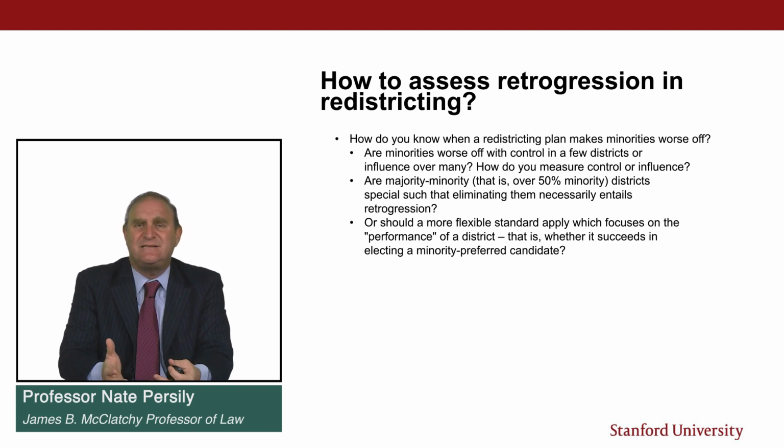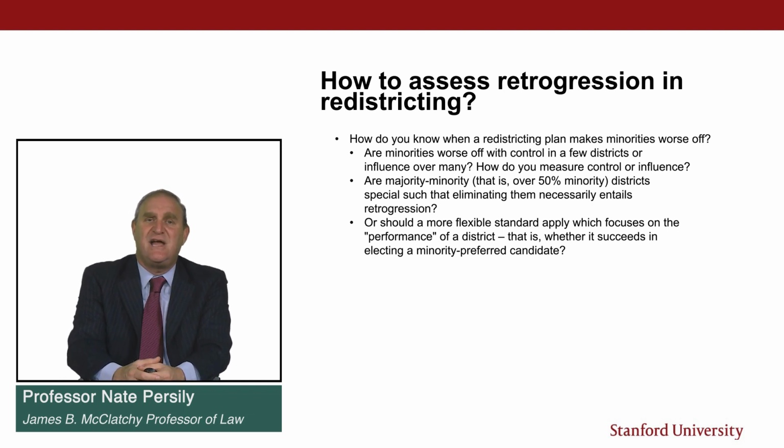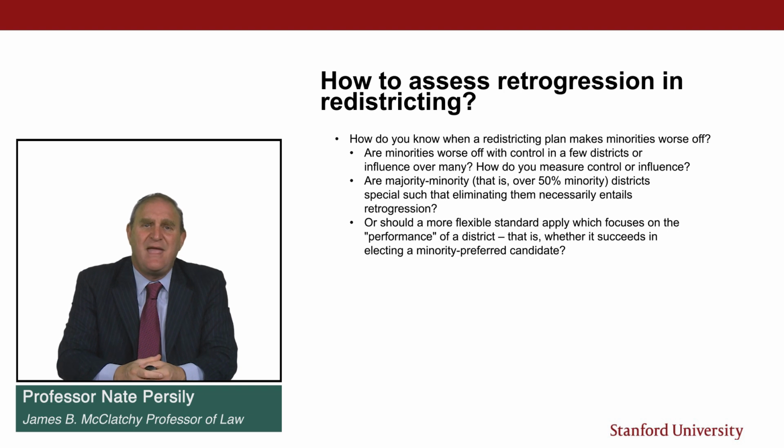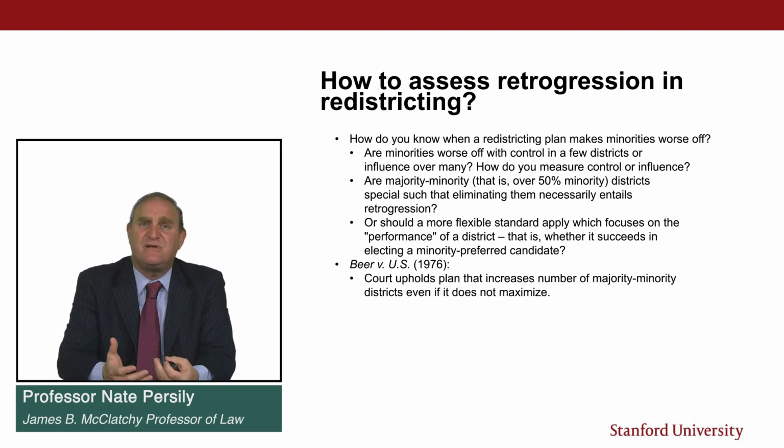So there are many cases that deal with this question. Two I want to point to in particular: Beer versus United States and Georgia versus Ashcroft. In Beer versus United States, the court upholds a plan that increases the number of majority-minority districts, even if it doesn't maximize. And Beer is what gives us the notion of retrogression, that Section 5 is not about preventing all forms of discrimination. It's just about preventing backsliding, preventing retrogression, preventing minorities from being worse off. And so in that case, since the number of majority-minority districts was kept constant or increased, it was seen as perfectly legal under Section 5 of the Voting Rights Act.